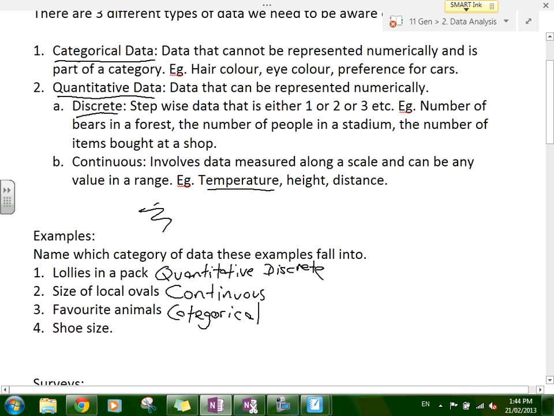Yeah, it's sort of debatable. If you measure your foot with a ruler, it's continuous, because it can be any size. But when you have shoe sizes, I would say discrete. You either have sevens, or seven and a half, or eights, and so on. They're sort of a bit of both, but I would say it's mostly discrete. So those are the types of data. And when someone asks what the continuous ones are, you know what they're talking about.